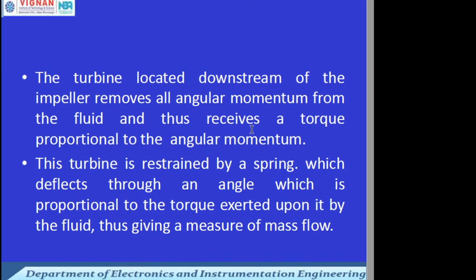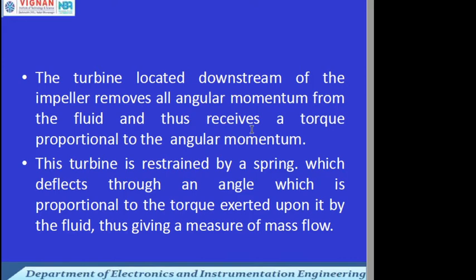The turbine, located downstream of the impeller, removes all angular momentum from the fluid, and finally it receives a torque which is proportional to the angular momentum only. The turbine is restrained by the spring, which deflects through an angle proportional to the torque exerted upon it by the fluid. Thus, it gives a measure of mass flow.